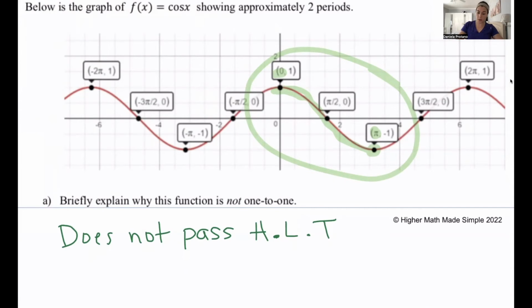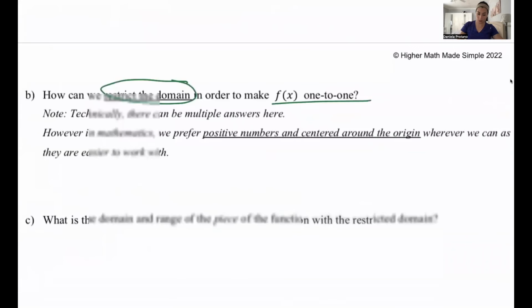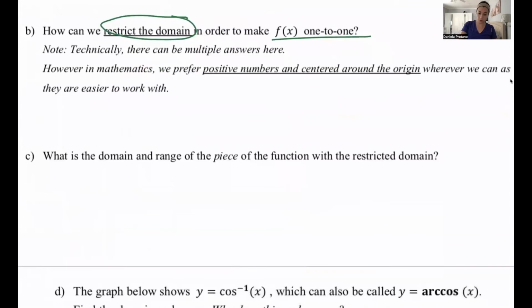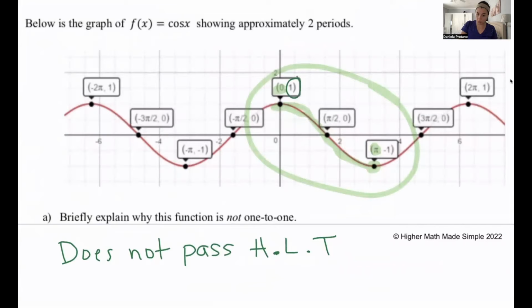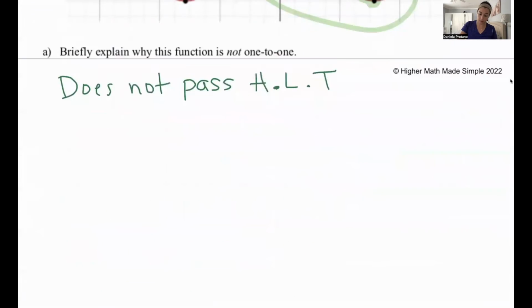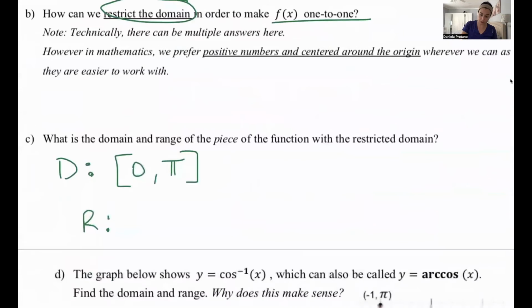So if we look at the domain and range of the piece of the function with the restricted domain, we could see the domain we talked about was between 0 and pi, and the range is going to be, again, if we look at the picture, between -1 and +1, just like the sine function here.